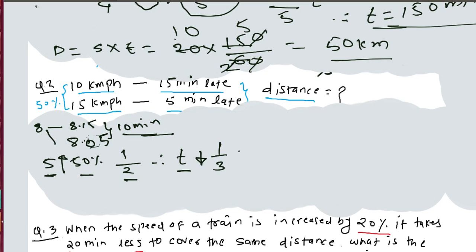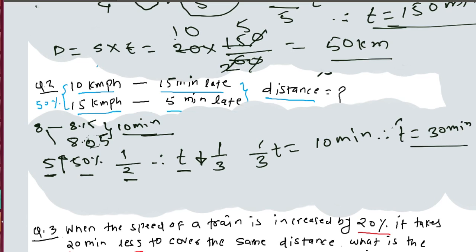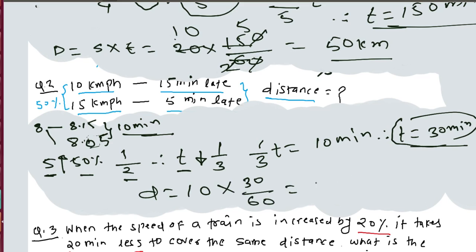So 1/3 of the original time, 1/3 of t, is equal to 10 minutes. Therefore t is equal to 30 minutes. So the original time he will take is 30 minutes or half an hour. The distance is equal to original speed into original time. Original speed is 10 kilometers per hour and original time is half an hour. So that is 10 into half, which is 5 kilometers. Distance is 5 kilometers.